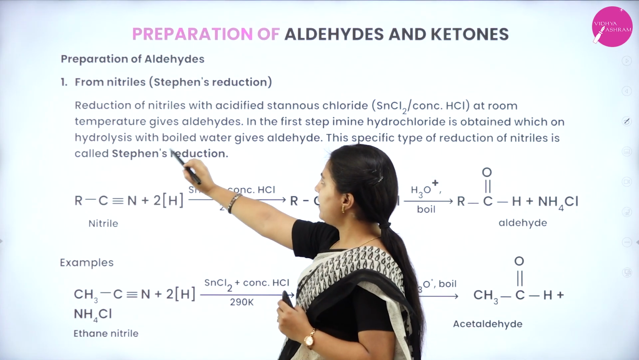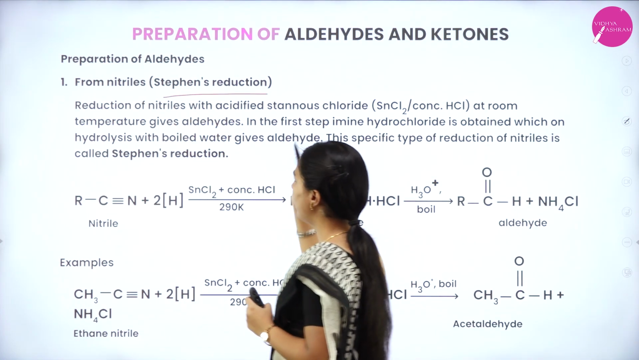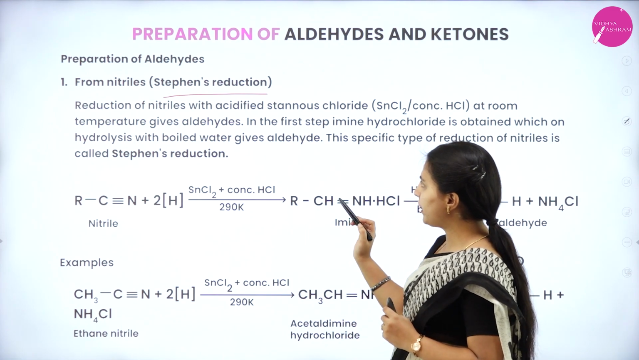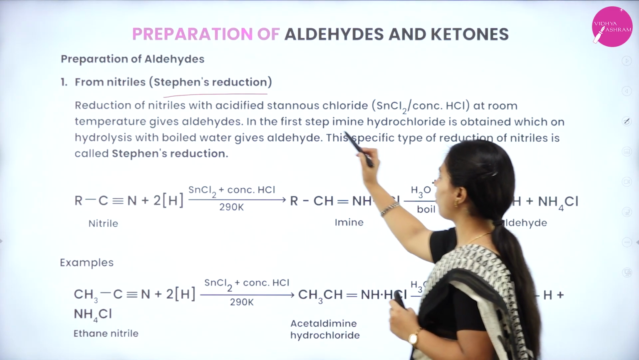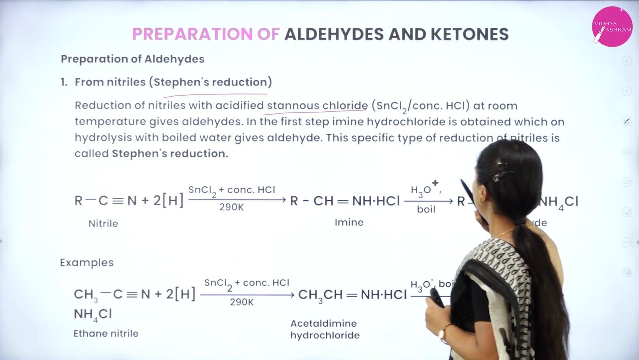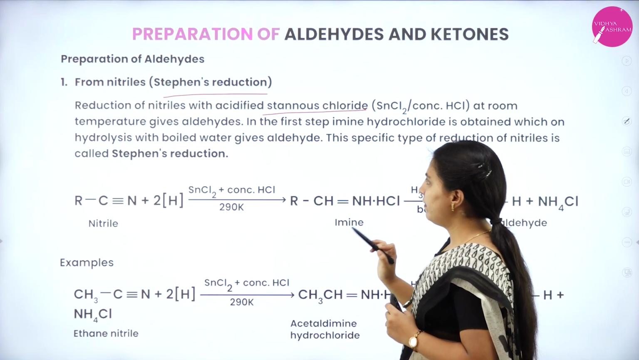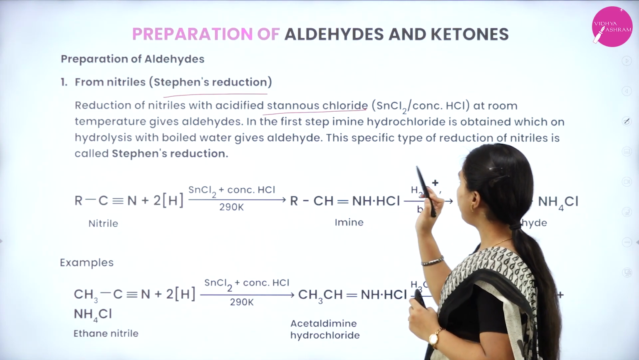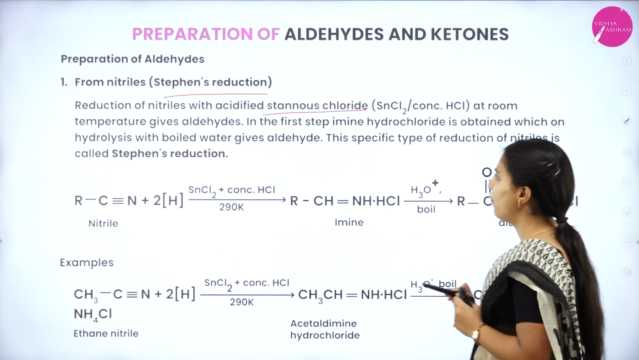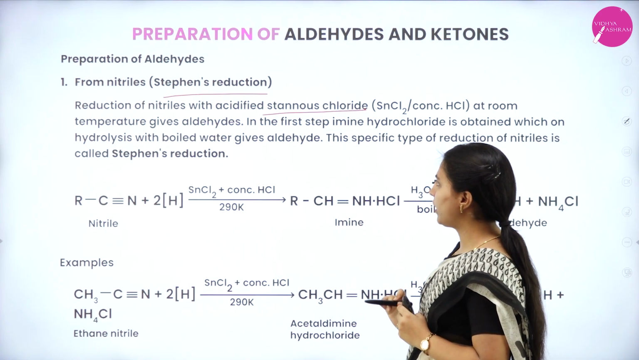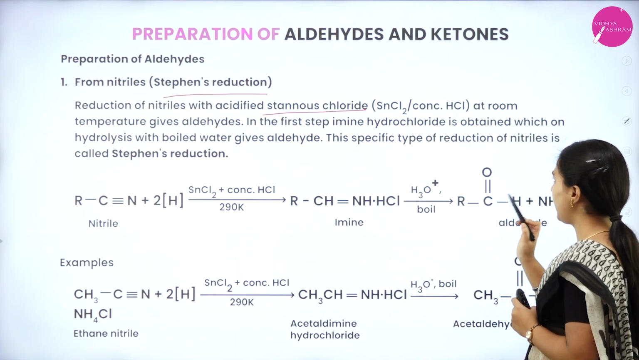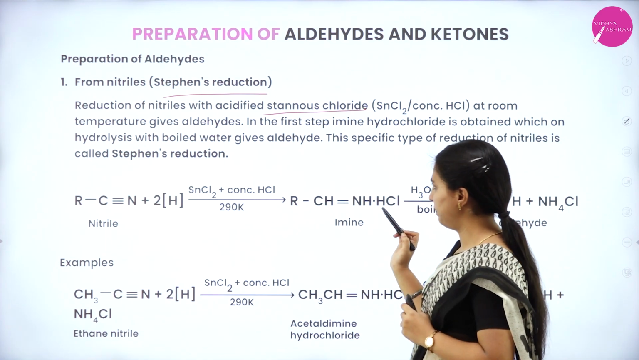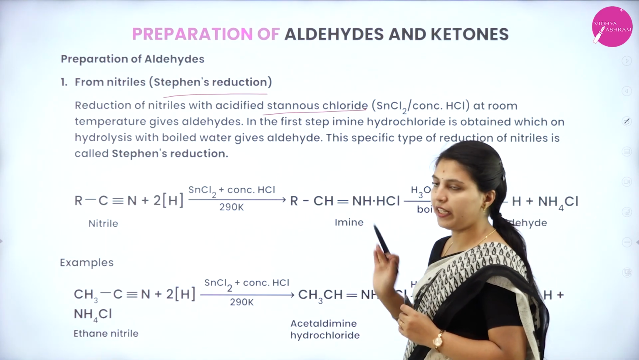First, from nitriles, that method we will call Stephen's reduction. Reduction of nitriles with acidified stannous chloride at room temperature gives aldehyde. In the first step, imine hydrochloride is obtained, which on hydrolysis with boiling water gives aldehyde. This specific type of reduction of nitriles is called Stephen's reduction.